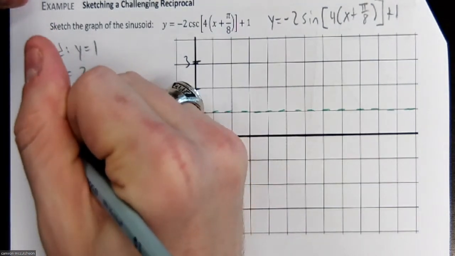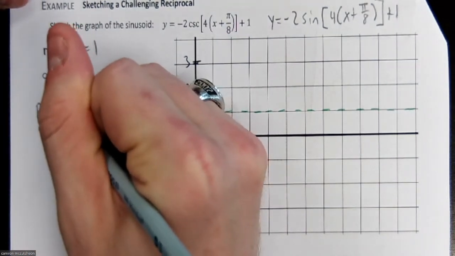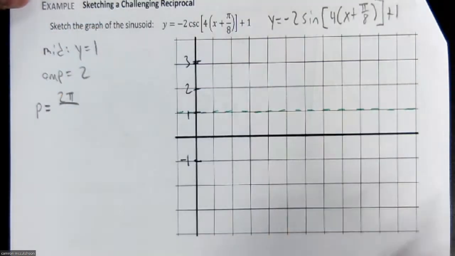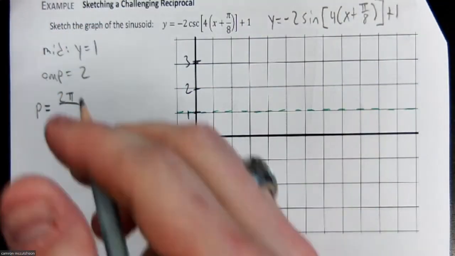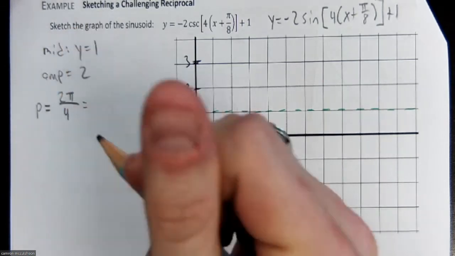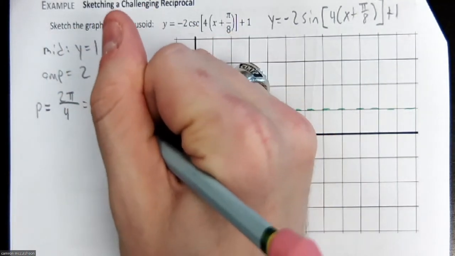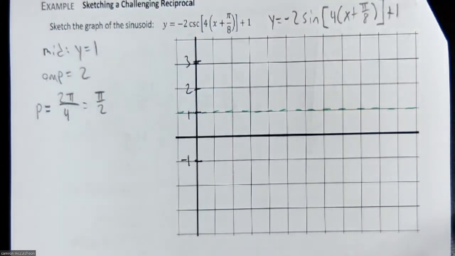The period of sine is 2 pi over b. So 2 pi over 4, which is pi over 2. The period of our sine and cosecant will be pi over 2.